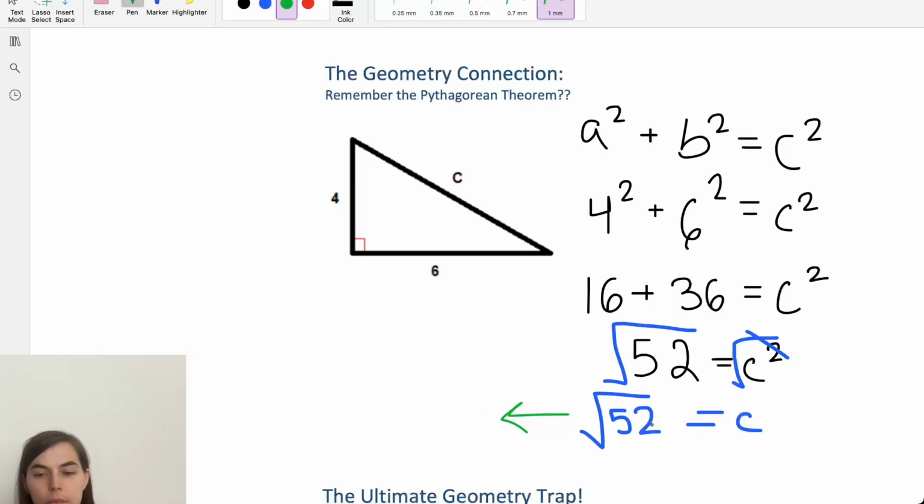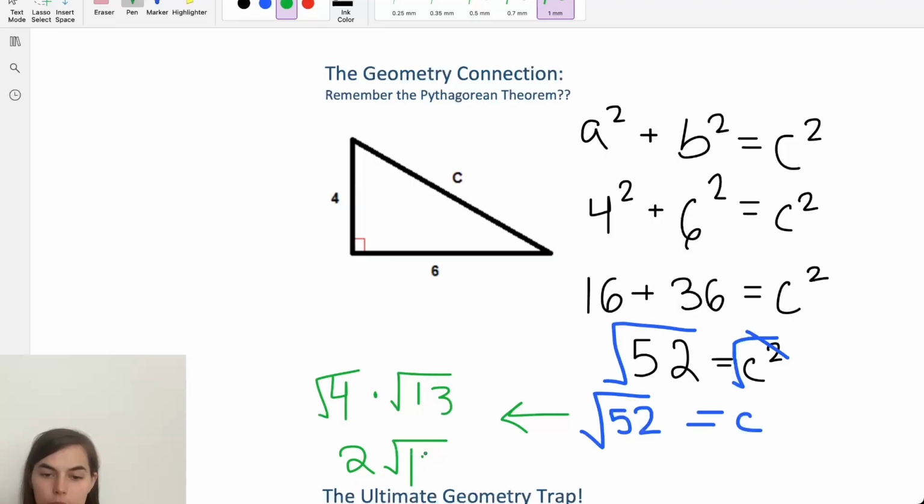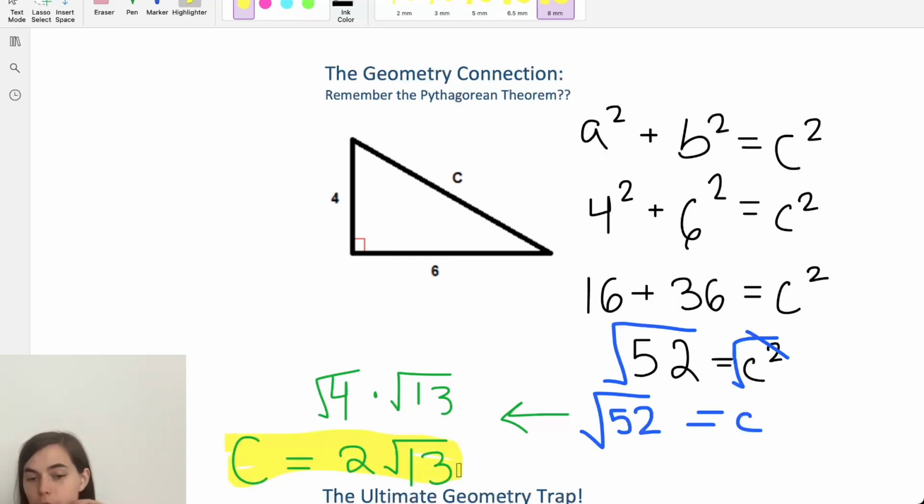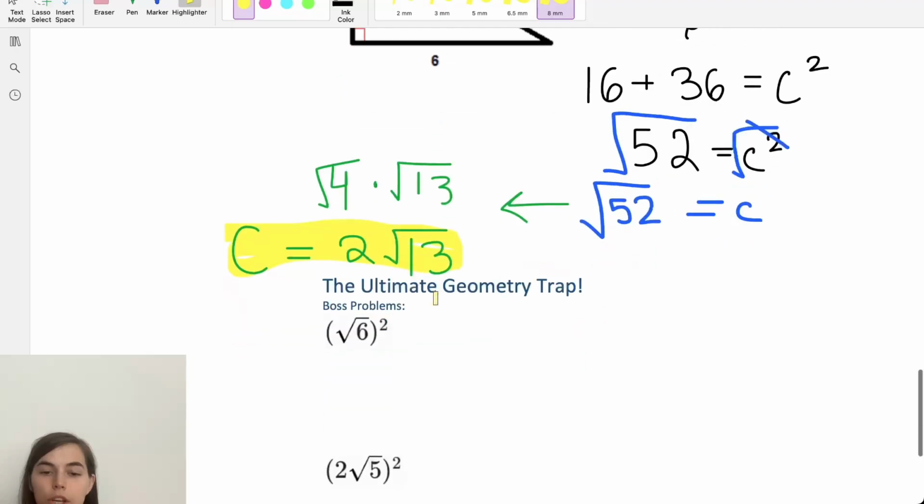Well, we need to find the biggest perfect square that goes into 52, and that would be 4. So this is square root of 4, times the square root of 13. Square root of 4 is 2, square root of 13 stays like that. So this is your c value. And it's important to realize how to simplify the square roots, because they're going to always ask you for it in geometry class.